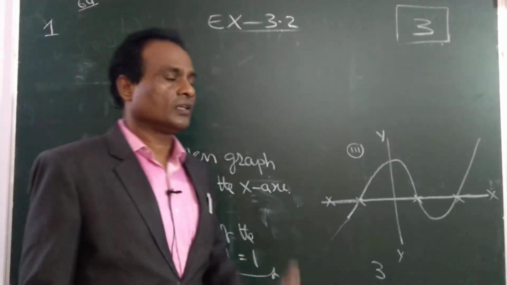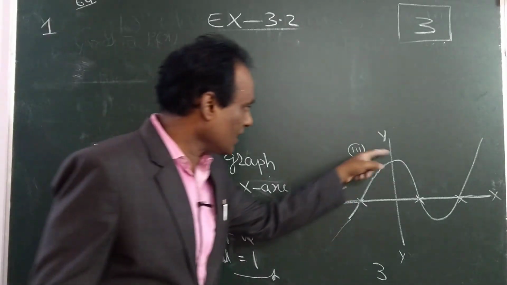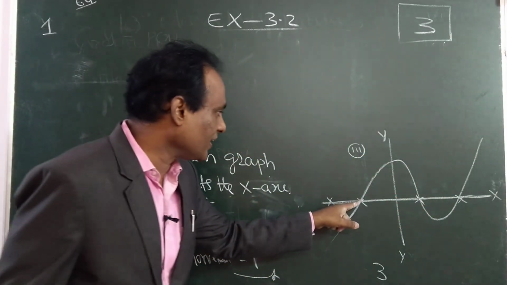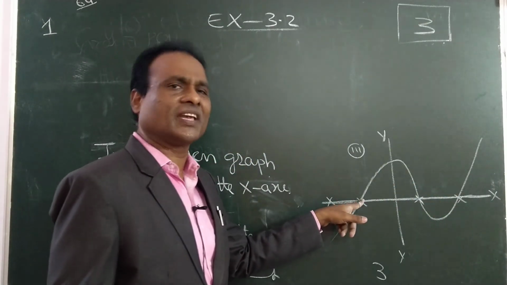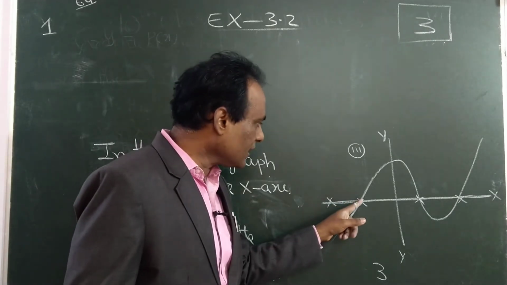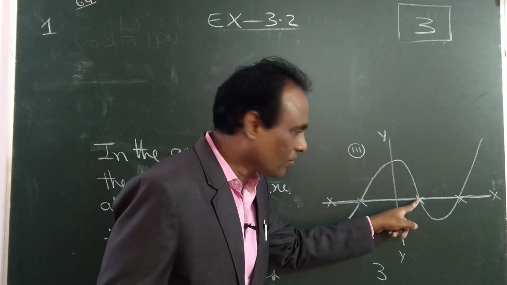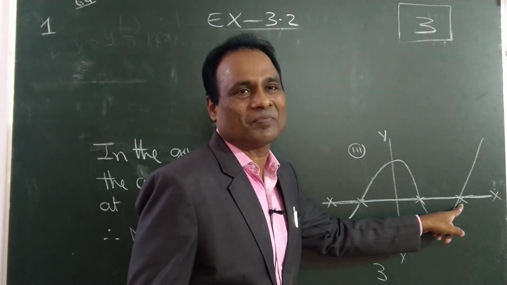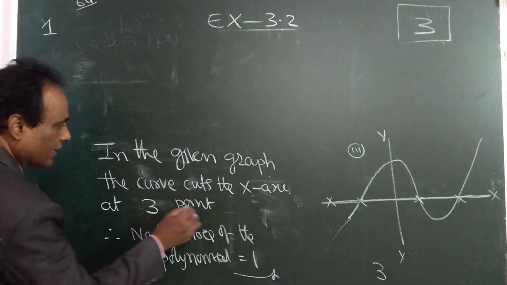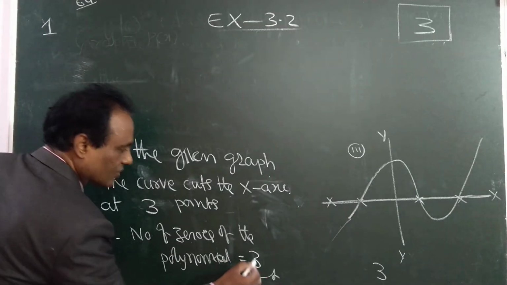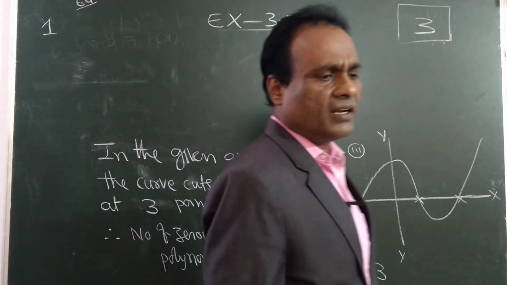Third answer. In the given graph, this is the curve, it cuts the x-axis at how many points? 1, 2, 3. Cuts the x-axis or meets the x-axis, we can write that word also. The curve is meeting the x-axis at 1 point, again up here and again meeting the x-axis at a second point, and came down, again meeting the x-axis at a third point. At how many points is it meeting? At 3 points. So the answer is 3, that's all. No need of drawing the diagram. Write this answer 3. Understand and write the answer.